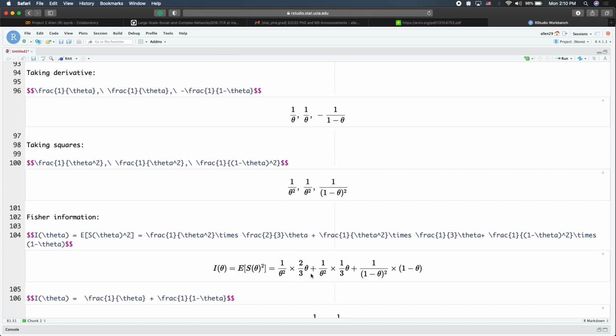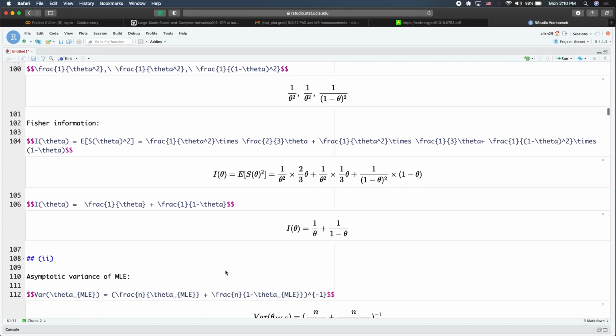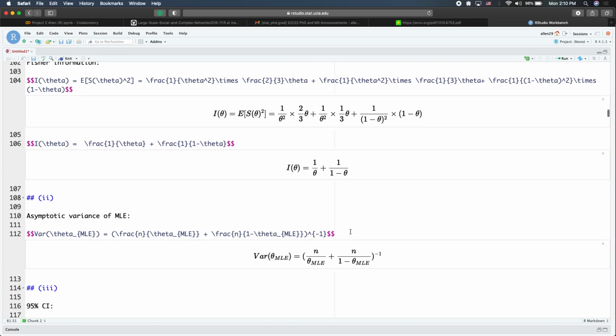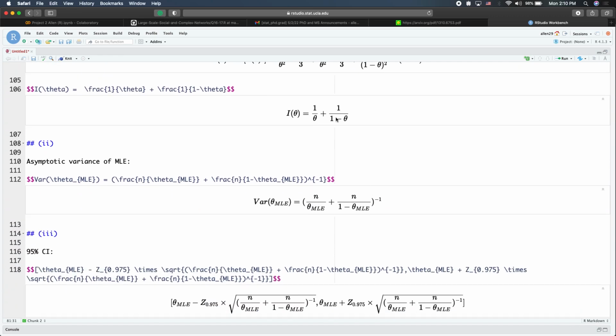First component multiplied by the probability of category A, and then second component multiplied by the probability of category B, and when you sum them together, which is the definition of the expectation, that will give you the Fisher information. And when we simplify, we will have this. For the asymptotic variance, we multiply n to this, and then we take the inverse. And then the zeta can now be replaced by the zeta MLE, the one that we get from the data.